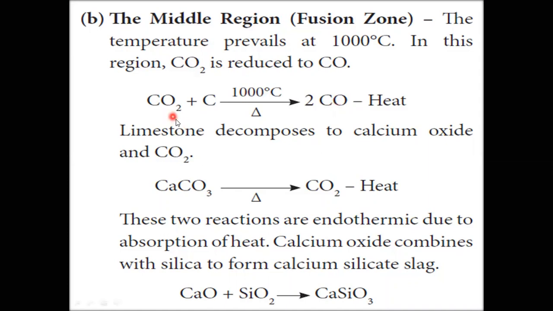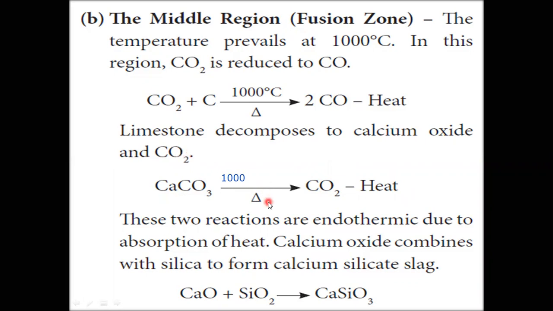So in this middle region, limestone decomposes to calcium oxide and CO2. The reaction is CaCO3 at 1000 degrees Celsius gives CaO plus CO2, minus heat. This is the absorption of heat. So the limestone decomposes at 1000 degrees Celsius to give CO2 with absorption of heat. These two reactions are called endothermic reactions because these two processes absorb heat.